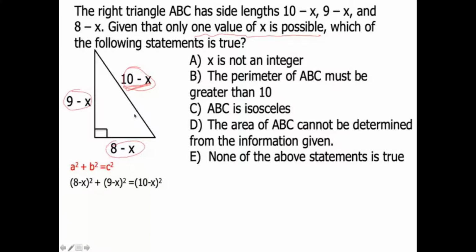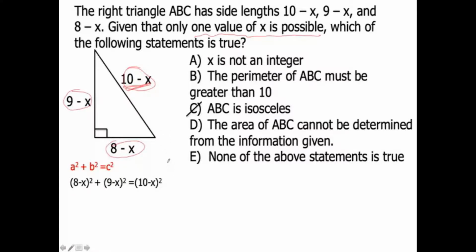We get 8 minus x quantity squared plus 9 minus x quantity squared equals 10 minus x quantity squared. And before we proceed any further, I'm just going to point out that we can get rid of a couple of answer options here. For one thing, I can get rid of C. ABC is not an isosceles triangle. I could have told you that right away, right? Because 10 minus x is not the same as 9 minus x, is not the same as 8 minus x. An isosceles triangle has two equal sides. This one does not, so C is out.